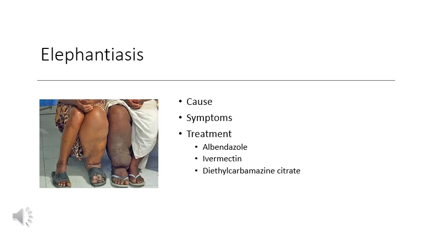So the treatment to combat this is a combination of drugs, and these drugs are going to be able to clear out the microfilariae from your blood. And these drugs are listed below: albendazole, ivermectin, and diethylcarbamazine citrate. With these drugs, you can eliminate the worms from your body so that you can begin to get your interstitial fluid going again, and you will not experience any more inflammation.